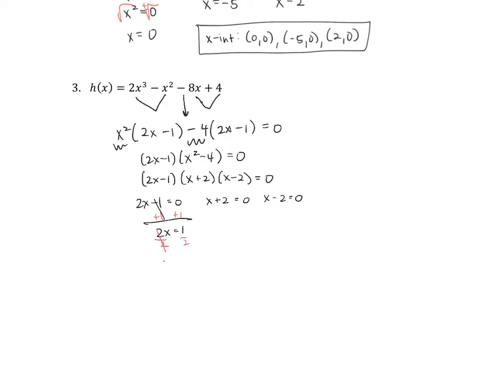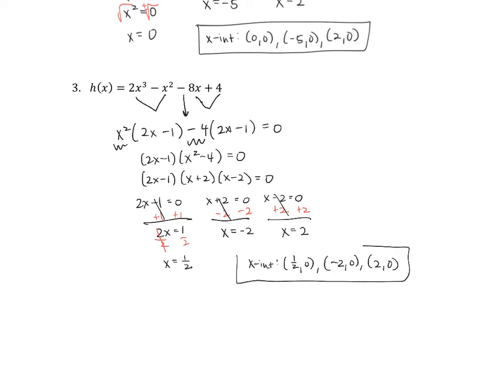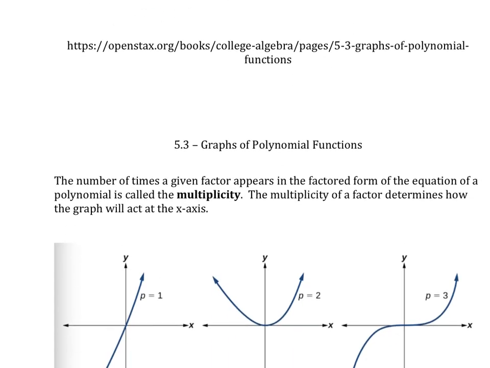So x equals 1/2. The next one I'm going to subtract 2, so I'll get x equals negative 2. And then the last one I'm going to add 2, so x equals 2. So my 3 x-intercepts are (1/2, 0), (-2, 0), and (2, 0). Okay, so let's look at that and then compare it to the next part.